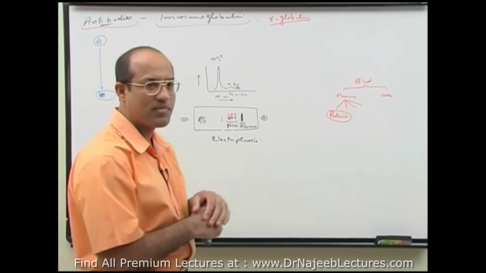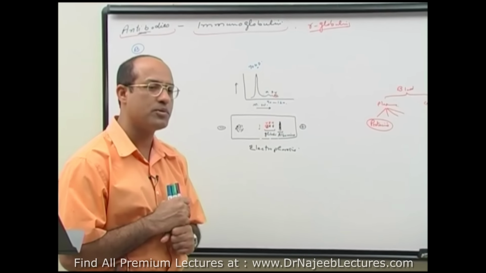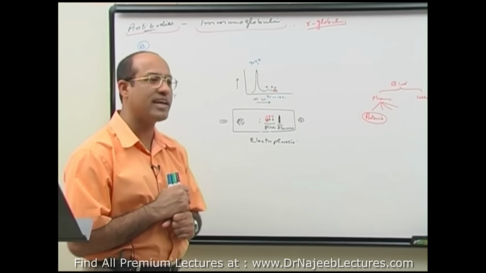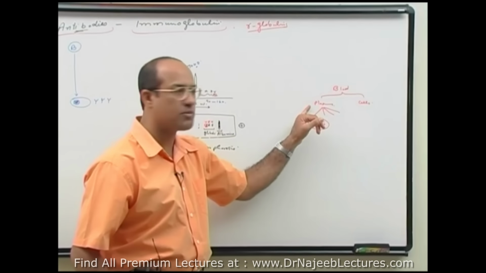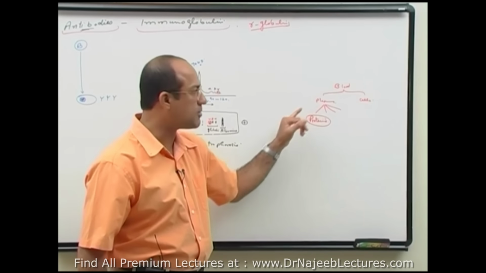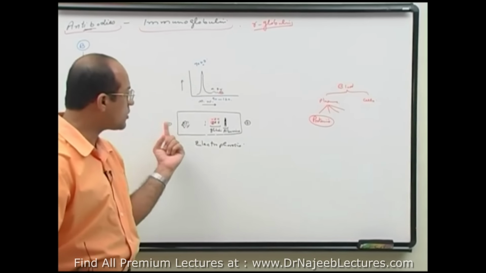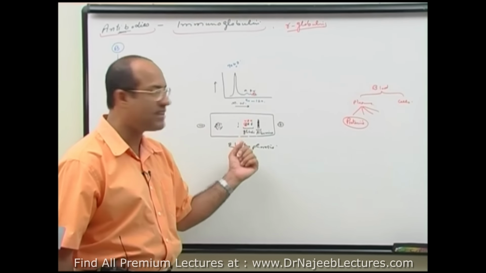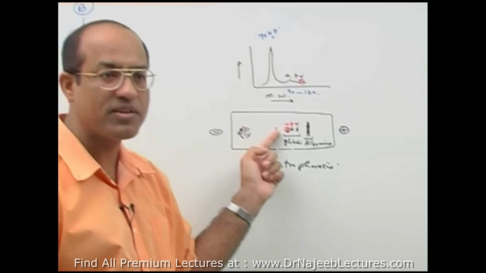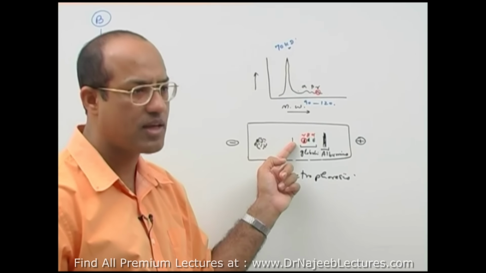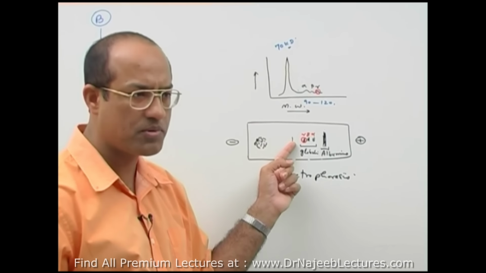So next time, if someone asks you where the antibodies are present in your blood, you say: remove the cells, what is left is the plasma. Out of the plasma, separate the proteins, run the proteins electrophoretically and find the gamma band. All your antibodies will be present in the gamma band. Am I clear? There is no problem up to this.